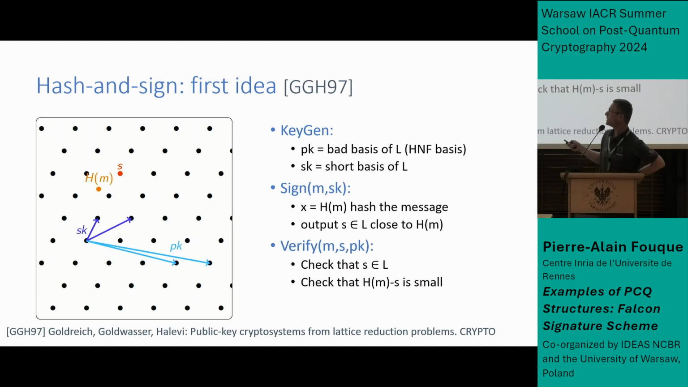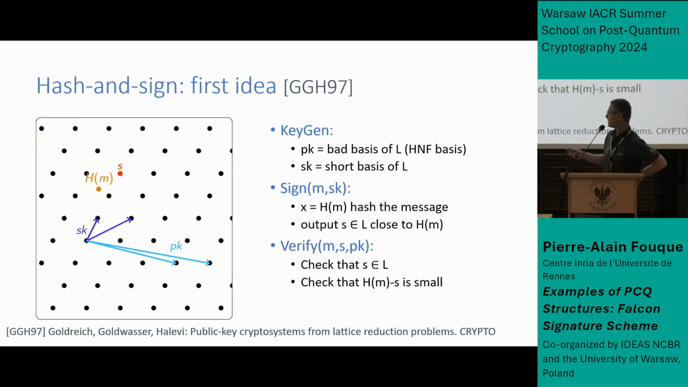During the verification, you check two different things. The first one is that S, which is the signature, is in fact a lattice point. You just need the public key to check this. And then you also have to check that the difference between the hash of the message and the signature is small. Okay? Is there any question so far? No, it's good.